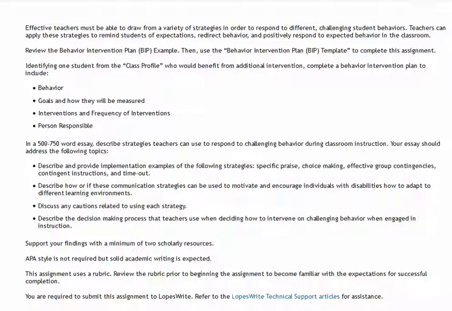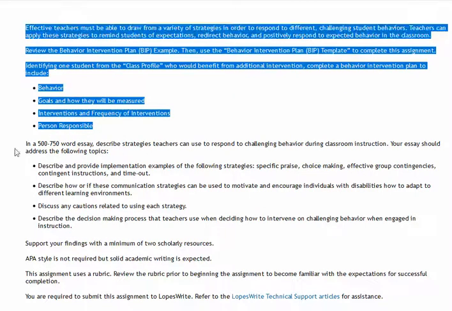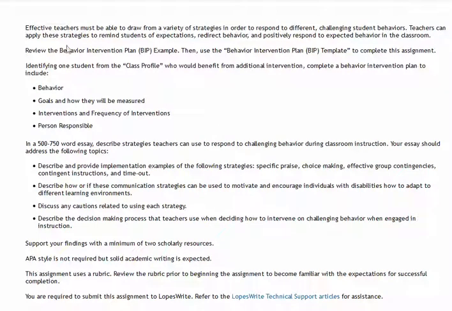So there is this part here. There's two parts to this assignment, this part and this part. This part sets the stage and gets you ready to do this part. So when you're reading your directions, this is really important. This sort of is like a rationale. It sets the stage. And then what you're going to do is review the Behavior Intervention Plan, BIP example.